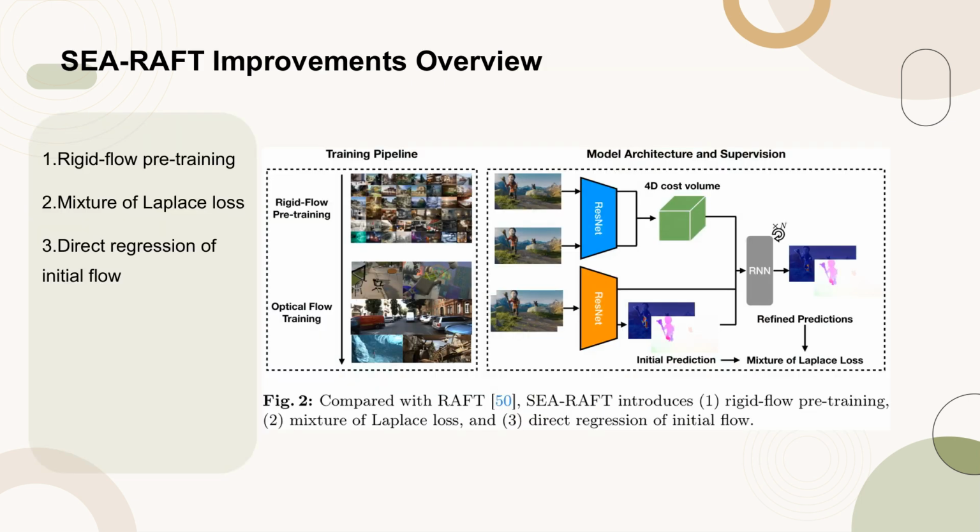Figure 2 provides a visual summary of the key improvements introduced by SEA-RAFT over the original RAFT. These improvements include rigid flow pre-training, which enhances generalization despite limited flow diversity, a mixture of Laplace loss, which reduces overfitting to ambiguous cases, and direct regression of initial flow, which significantly reduces the number of iterations needed for refinement. These innovations collectively contribute to SEA-RAFT's superior efficiency and accuracy in optical flow estimation tasks.